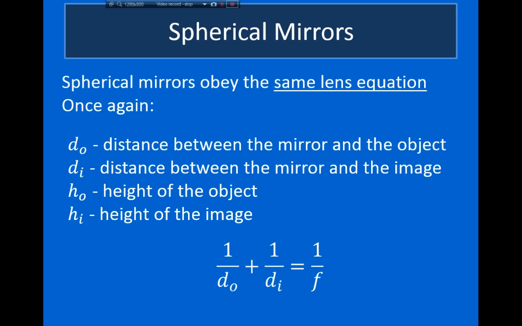And it turns out that because we've defined the focal length of a spherical mirror in basically the exact same way that we defined the focal length for a lens, the images formed by a spherical mirror obey the exact same lens equation. So you don't have any other equations that you have to remember. It's still 1 over dO plus 1 over dI is equal to 1 over the focal length, where dO is the distance between the object and the mirror, dI is the distance between the image and the mirror, HO is the height of the object, and HI is the height of the image.